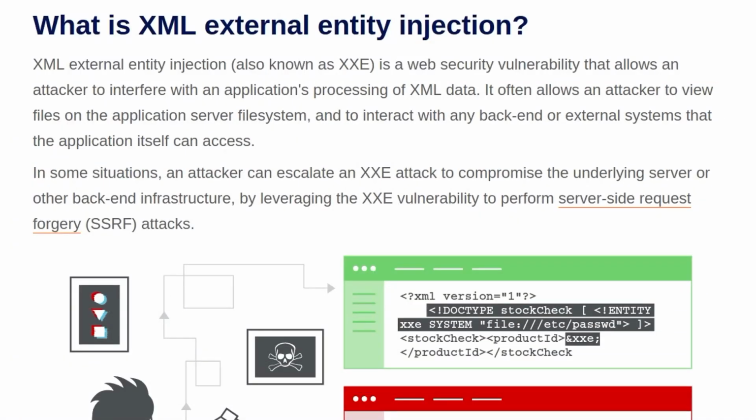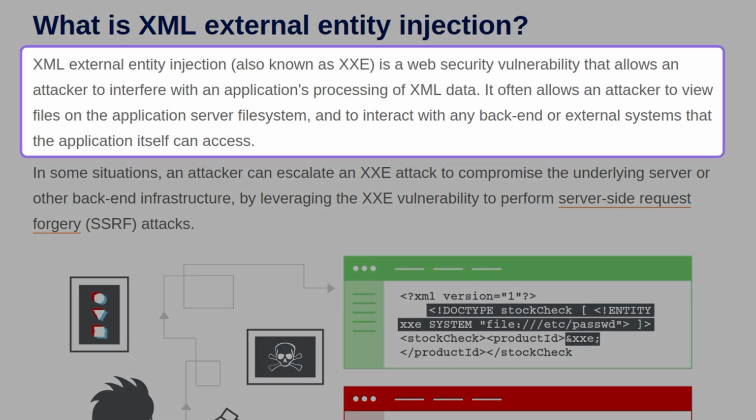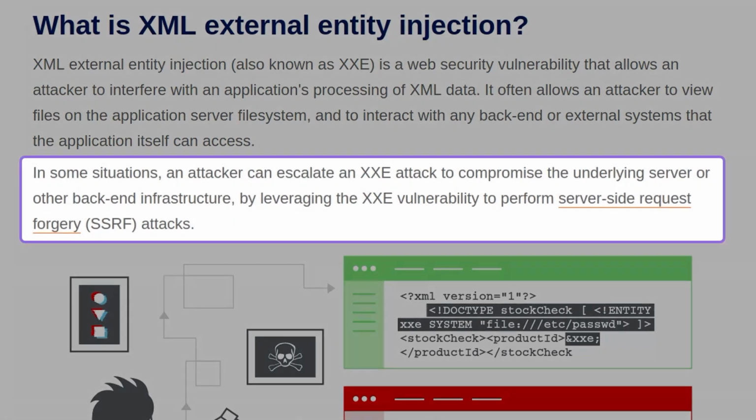So what is XML external entity injection? It's a vulnerability that allows an attacker to interfere with an application's processing of XML data, and it may be used to view files on the server's file system and to interact with the backend or external systems. Additionally, it can be escalated to compromise the underlying server, for example, through SSRF attacks.